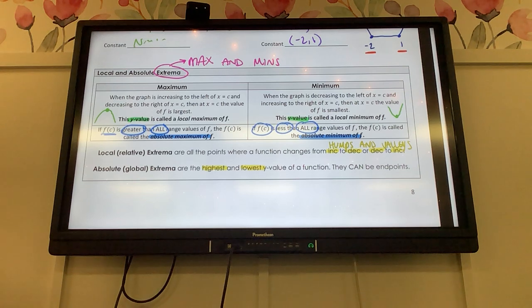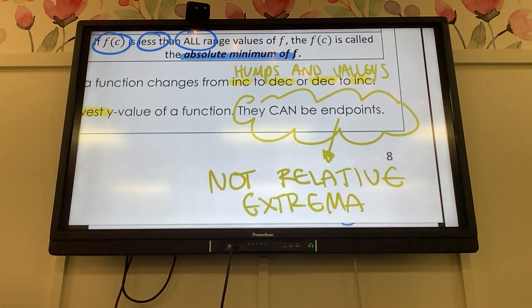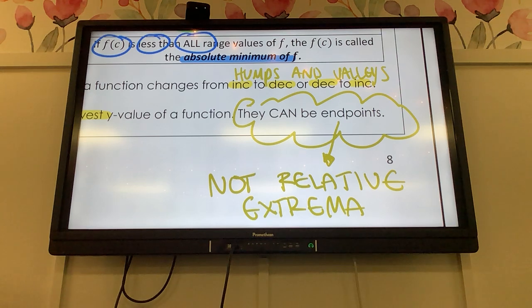Now the one tricky thing to remember here is that absolute extrema can be endpoints, because an endpoint can be your very, very highest and your very, very lowest. But an endpoint is not relative. It is not a relative extrema. All right, so that's kind of always a tricky concept to get.